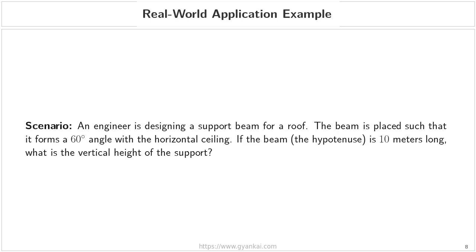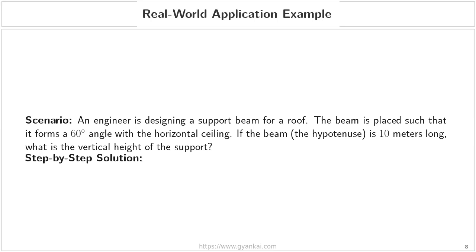Real-world application example. Now that we have established the exact values for our trigonometric ratios through our geometric derivation, let's apply this knowledge to a practical, real-world scenario. Imagine an engineer is designing a support beam for a roof. The beam is positioned such that it forms a 60-degree angle with the horizontal ceiling. We know the length of the beam itself, which acts as our hypotenuse, is 10 meters. Our goal is to determine the vertical height of this support.